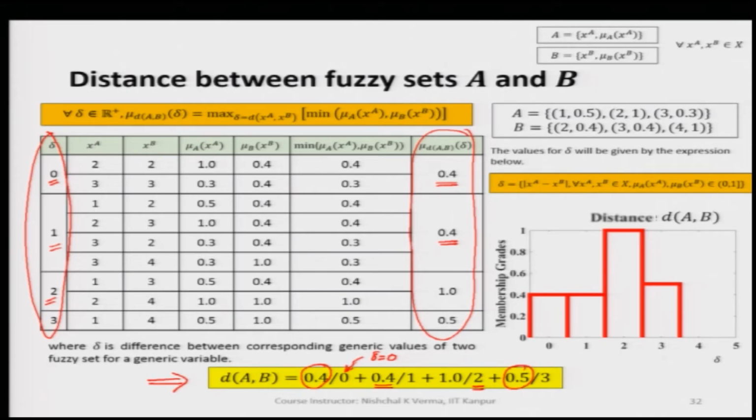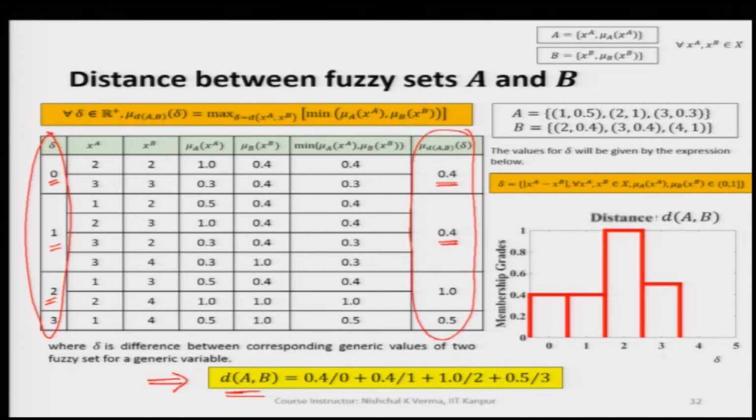So, this is how we are making use of this table and constructing a fuzzy set, which is nothing but the distance between the fuzzy sets A and B, which is represented by D of A comma B, which is this.